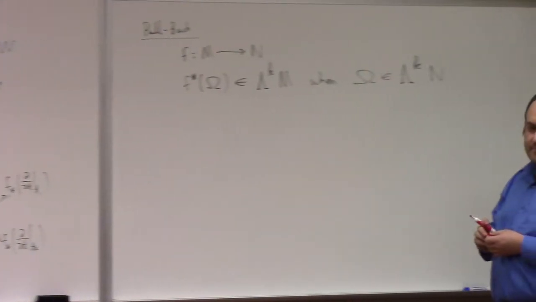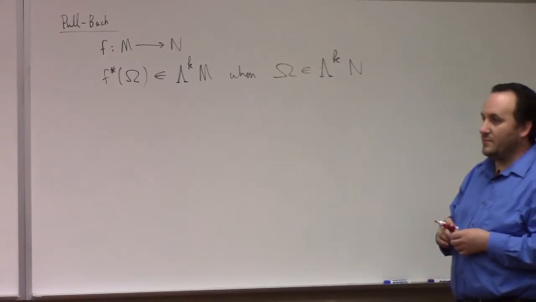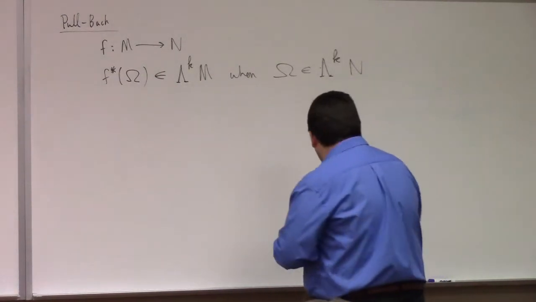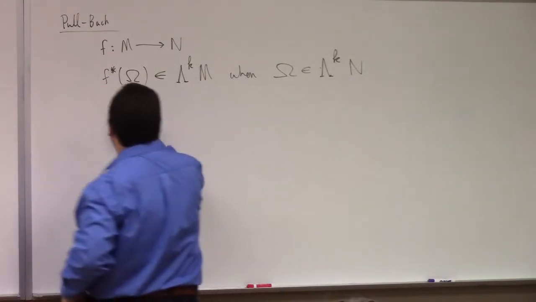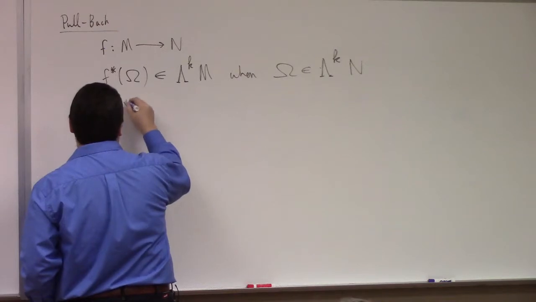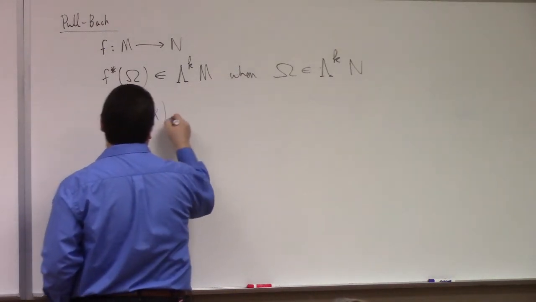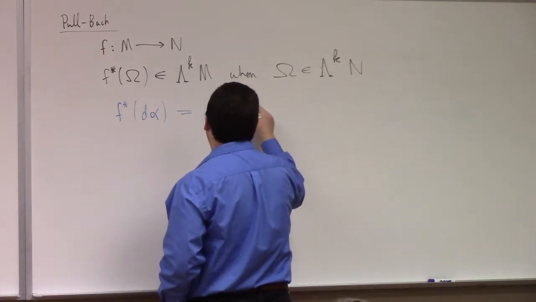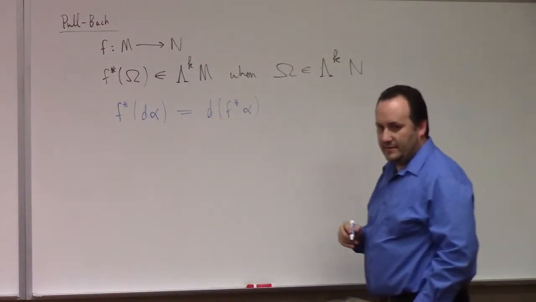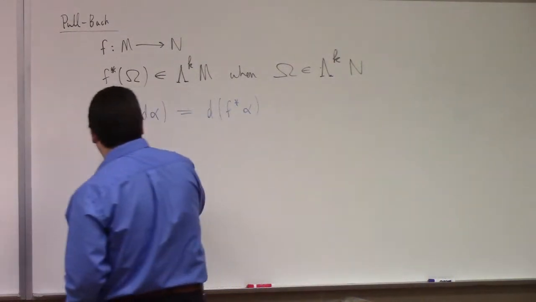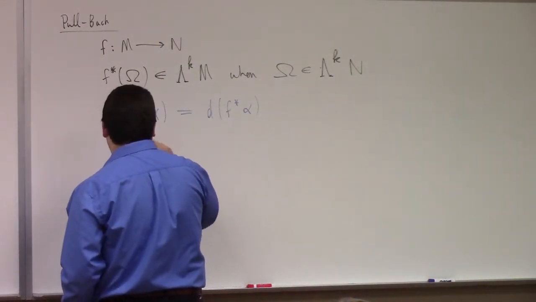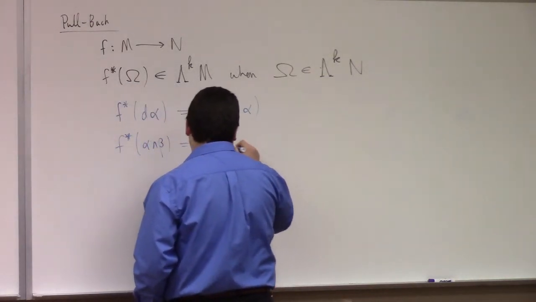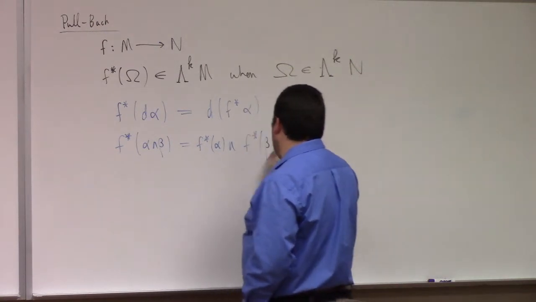Pullback of a form is a form. It could be 0, right? But it's a form. So what were the most important properties of pullback? Well, there are many. The pullback of the differential of alpha is the differential of the pullback of alpha. Woohoo! That one's kind of nice. I use that to calculate a lot. Pullback plays nice with the wedge. If I have alpha wedge beta, it's the pullback of alpha wedge the pullback of beta, right?